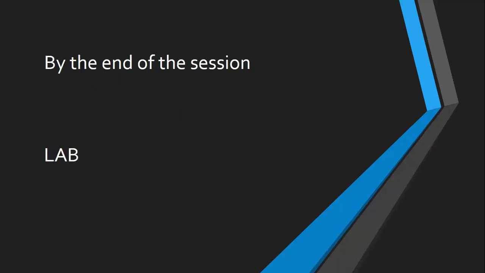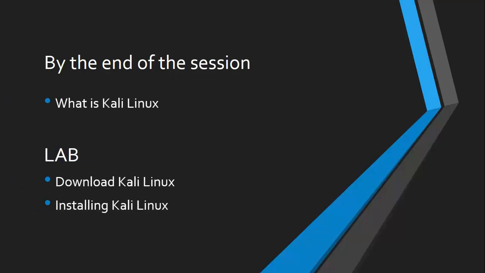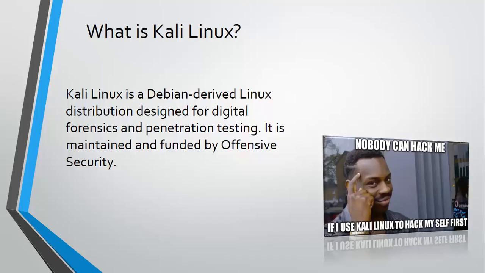Let's get started. By the end of this session, you will know what is Kali Linux, from where you can download it, and how you can install it. So, what is Kali Linux? Kali is a Linux-based operating system designed specifically for penetration testing and digital forensics. It comes preloaded with all the necessary tools. It is maintained and funded by Offensive Security.